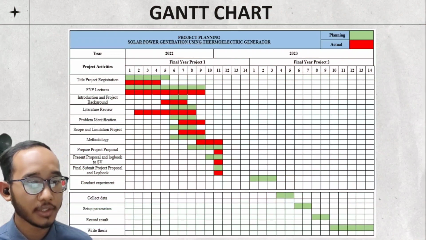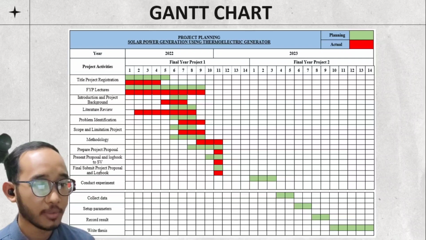So this is the Gantt chart that shows the progress of my FYP throughout this semester.